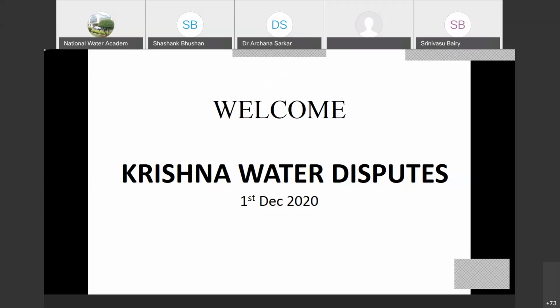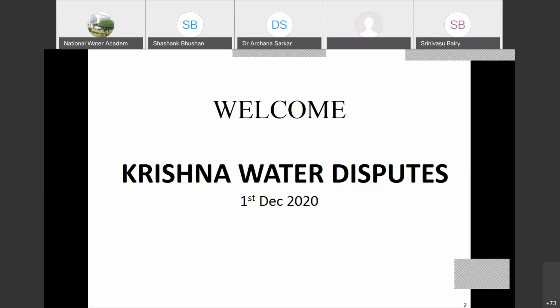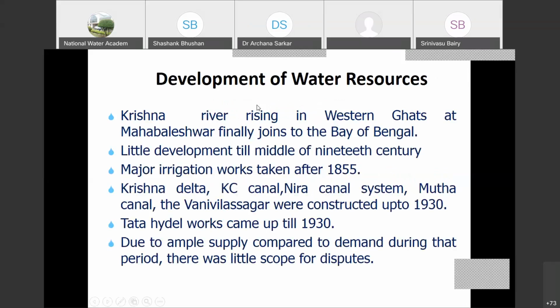Prior to the 19th century, the development of Krishna water in all the riparian states and princely states at that time was just small tanks. The large scale development started in the middle of 19th century, from 1855.